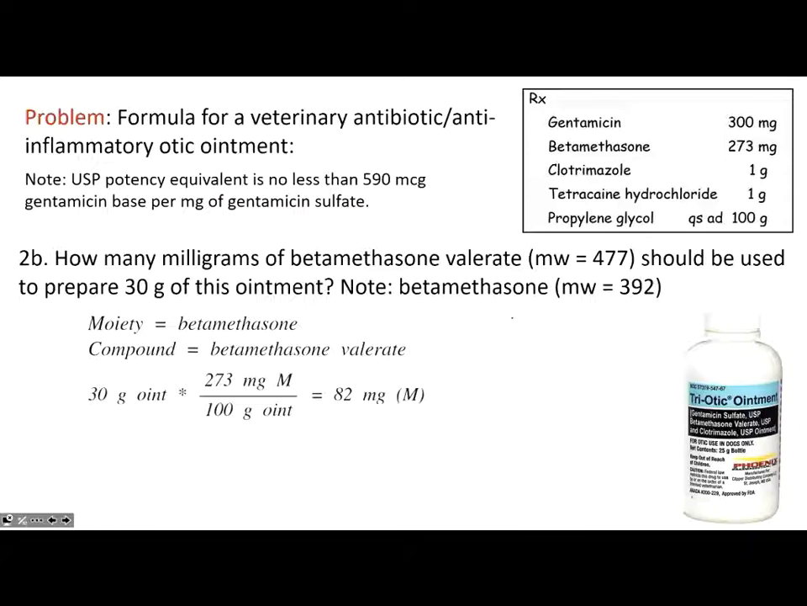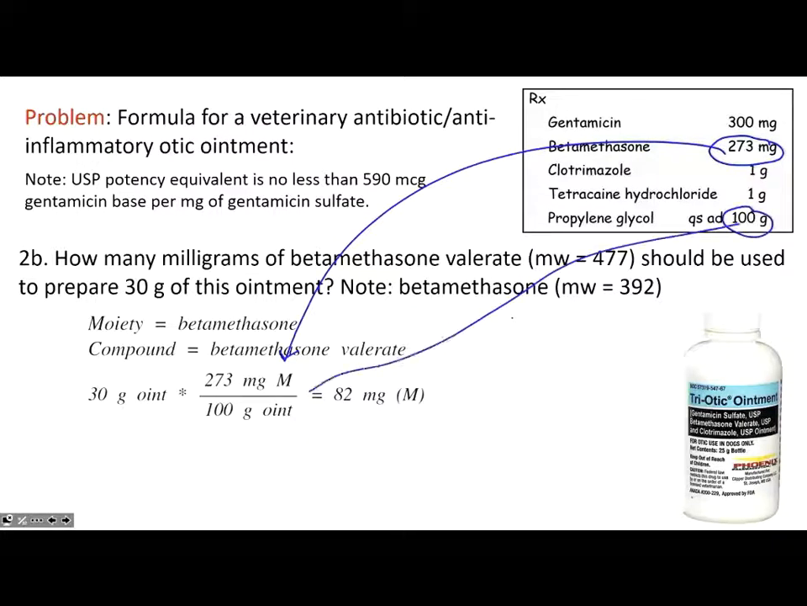Because what I'm going to do when I start with my 30 grams of ointment, what am I solving for? What is given in the formula? The moiety or the compound? The moiety. I just want to make sure that when we do this simple math in a minute, what we're solving for is the amount of moiety called for in the prescription. So I'm going to start with my 30 grams of ointment. And again, I'm going to multiply by the fact that I was told of the moiety, there's 273 for every 100 grams. Okay, so now if I multiply by my weight of ointment, I get milligrams of betamethasone, which is the moiety. So do that math, and for the prescription to do 30 grams, I would need 82 milligrams of just pure betamethasone.